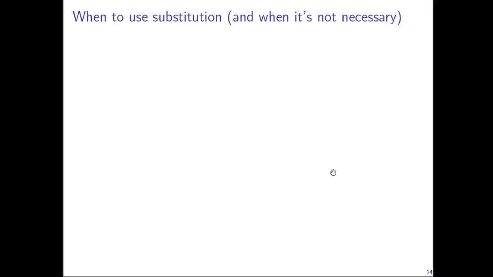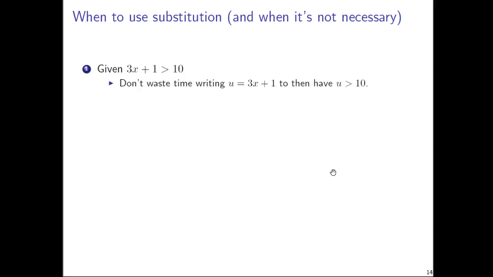So when should we use substitution and when is it not necessary? We'll look at three problems on this slide. First off, if you're given 3x plus 1 is greater than 10, don't waste any time writing u equals 3x plus 1 just to have u is greater than 10, because then you've solved for u and you just need to replace the u again with 3x plus 1. So just take 3x plus 1 greater than 10, subtract 1 on both sides, you get 3x is greater than 9, then divide by 3 on both sides and you get x is greater than 3.